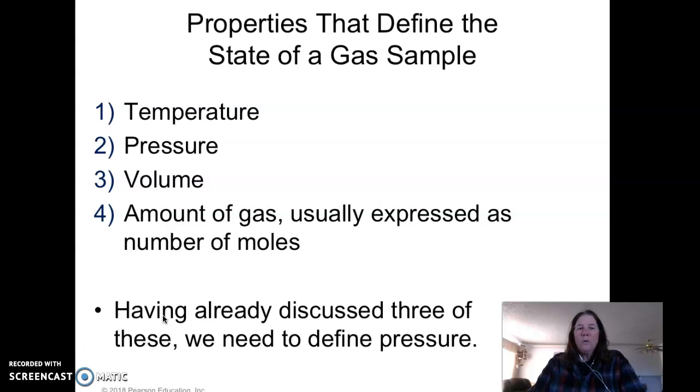So I'm going to show you laws that pertain to either 2 of these or all of them. It depends on what you're looking at. There are probably 20 gas laws. I think we'll do about 5 or 6 of them. But there are a lot of gas laws, and you can determine things about gases using these laws.